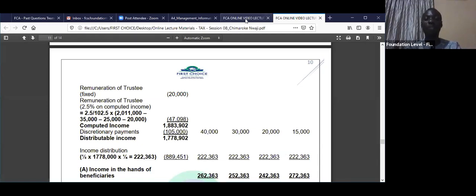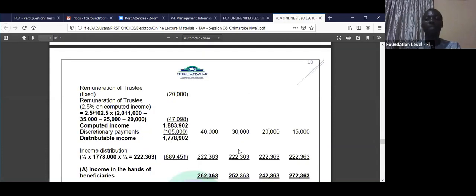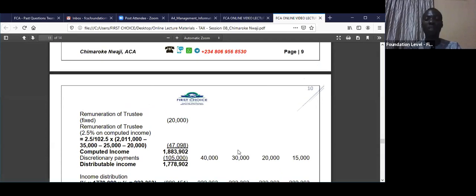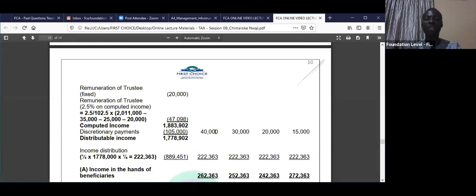So what will happen now? The A part of the question says, calculate the income of settlement chargeable to tax in the hand of the beneficiaries. So what you will now do is you bring back all the beneficiaries, how much they have taken so far. This one has taken 40 plus this amount. This is what is taxable in his hands. This man has taken 30 plus this amount. This is what is taxable in his hands. This one has taken 20 plus this amount. This is what is taxable in his hand.